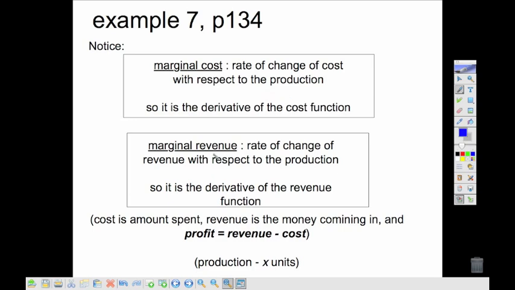The marginal revenue will be the rate of change of revenue with respect to production, so it's the derivative of the revenue function, or the amount of additional revenue we would receive from producing or selling one more unit. We can also think about profit as revenue minus cost, which might come in a little bit later.